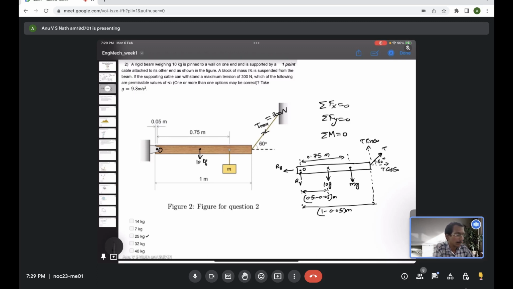If you just take the moment, I mean, there's nothing wrong with, okay, we have a comment saying Siddharth is saying 14, 7 and 25 are the possible answers, so I will just mark them. So we'll come to that.